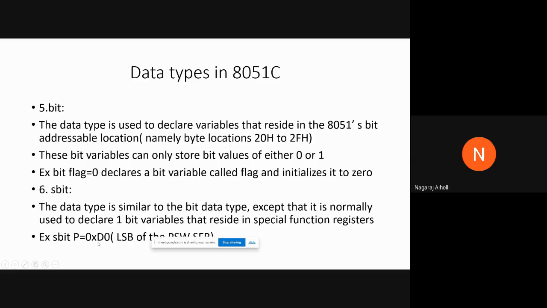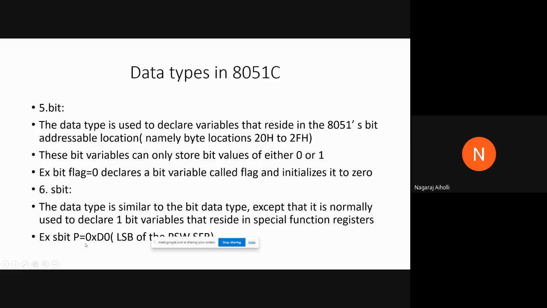0xD0 is the memory location of the least significant bit of the program status word register. Now, if we define it like this, what is the use? You may ask me, what is the use of declaring like this? sbit P = 0xD0. The use is that in the program, instead of making use of 0xD0 everywhere, you can make use of P. 0xD0 is the memory location of the LSB, the least significant bit of the program status word register.